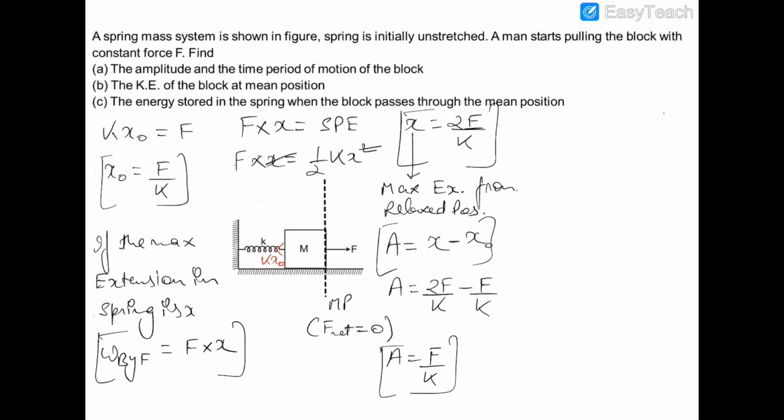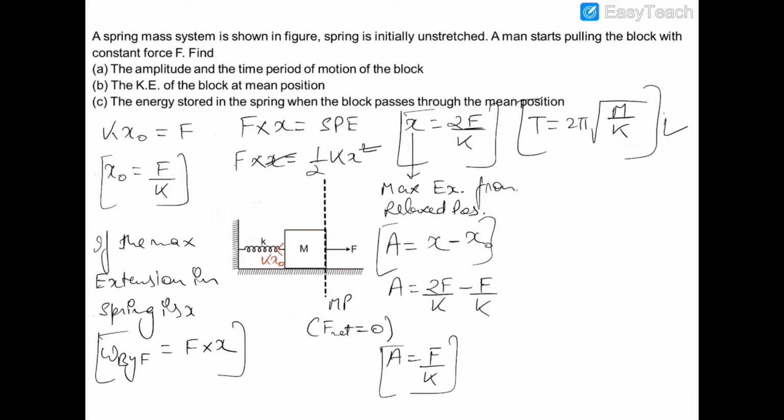Now the time period of SHM is T equals 2 pi under root m by k, because we all know that the time period does not change when the spring is connected to a block and the other end is connected to a fixed surface. Even if a constant force is acting on the system, the time period will remain the same. So the time period is 2 pi under root m by k, and it can be calculated by the method which I have already demonstrated in the previous video.